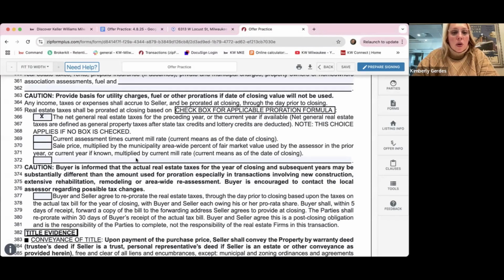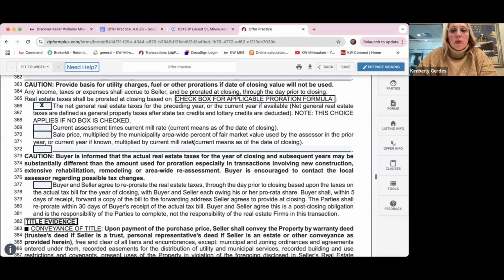We have to indicate how we're going to prorate taxes for the title company and for the lenders. So there's a couple of different options here as to how things could get prorated. The most common one is this box 366, meaning we're going to take last year's taxes and just prorate it. And you don't have to figure out the amounts. The title company will help calculate that. But note, if you don't have any boxes checked, that's going to be the box that gets checked.